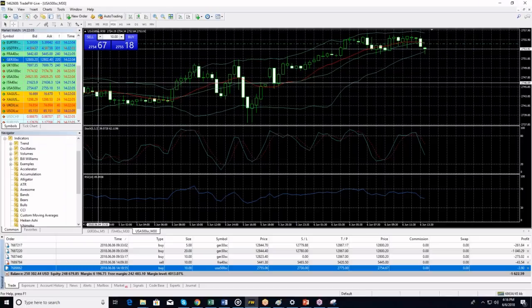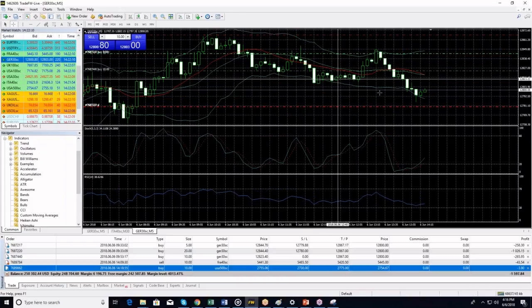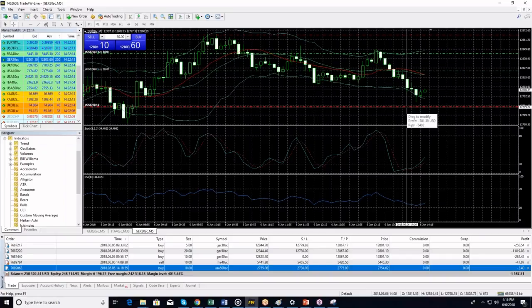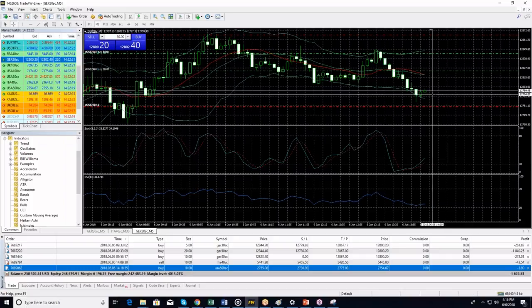Let's go back to our DAX and check what happened over here. As I said, we had a crossover. We didn't modify our stop loss. So we had a crossover and the price started slowly to go up. Yahoo! And we will close our profits over there.